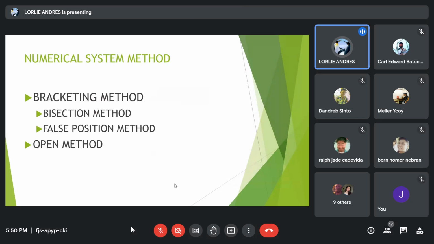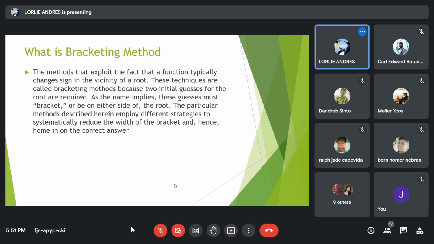So, for the numerical method, we have what we call the bracketing method, bisection method, and false position method. The bisection and false position methods are under the bracketing method, but the open method is different. What is the bracketing method? The bracketing method exploits the fact that a function typically changes sign in the vicinity of a root. These techniques are called bracketing methods because two initial guesses for the root are required. As the name implies, these guesses must bracket, or be on either side of, the root.